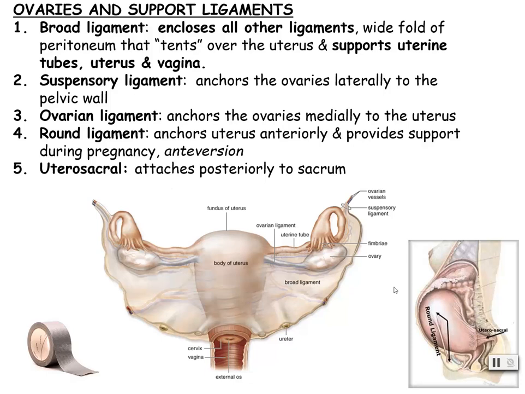And then our last one is called the uterosacral ligament. So it's right here, and it kind of tells you what it is. It's anchoring the uterus to the sacrum. But all of that is just to keep everything in place.